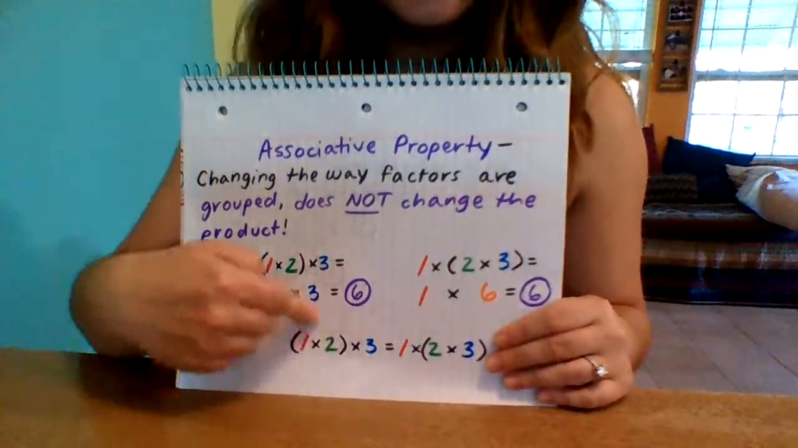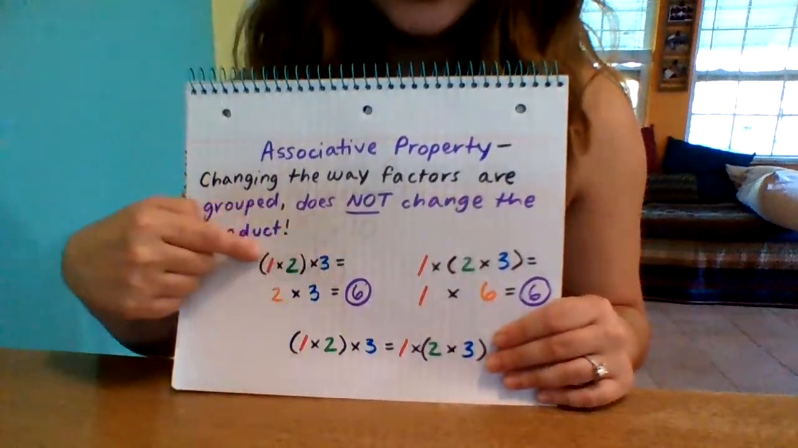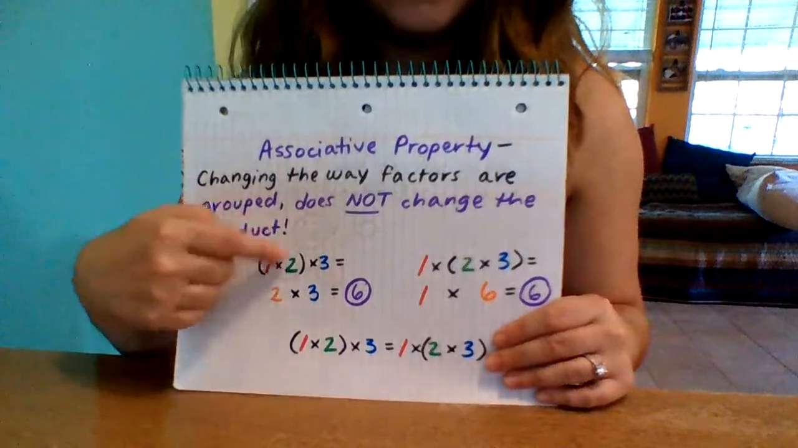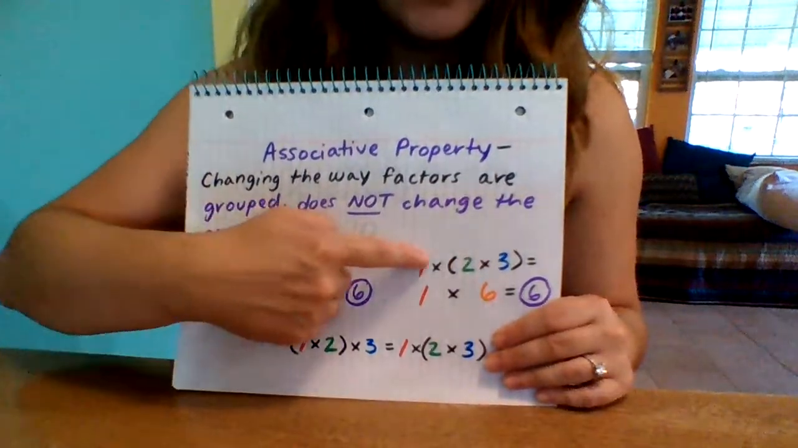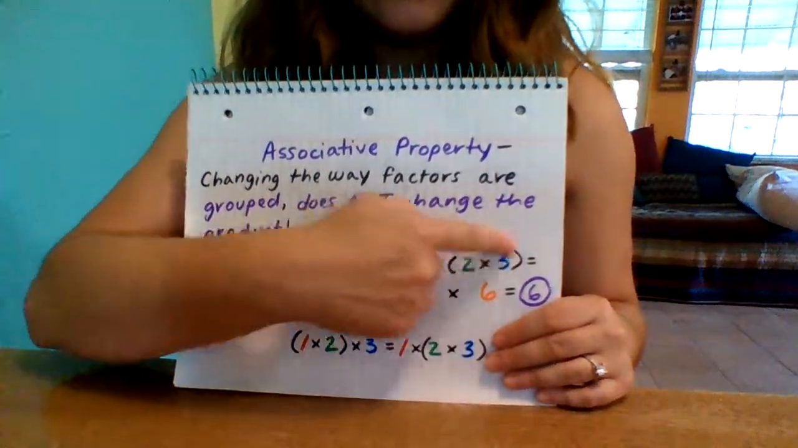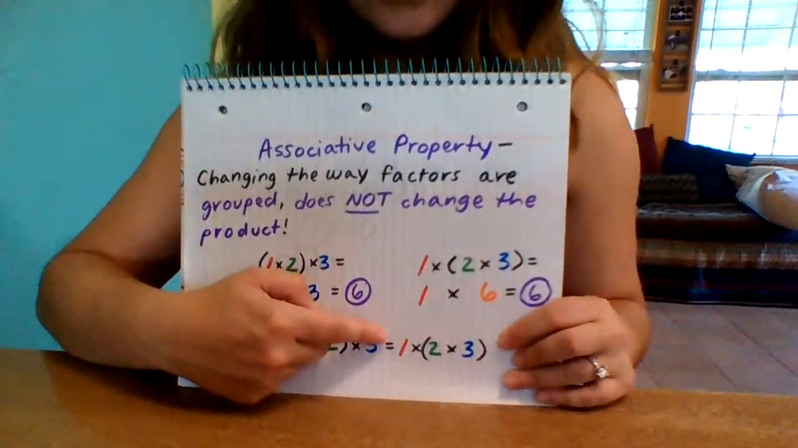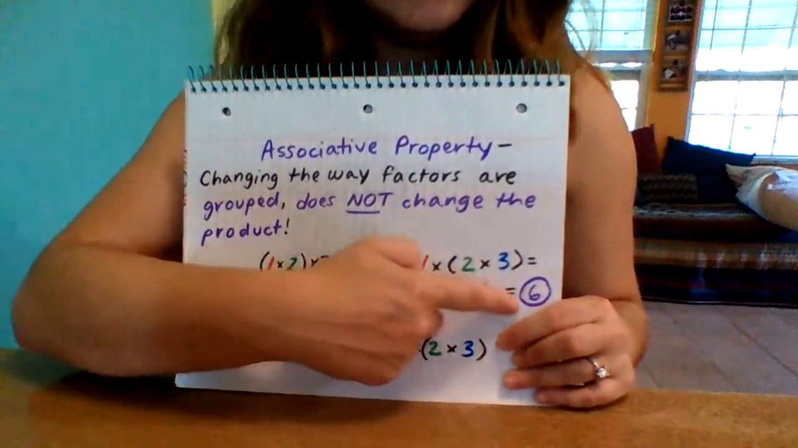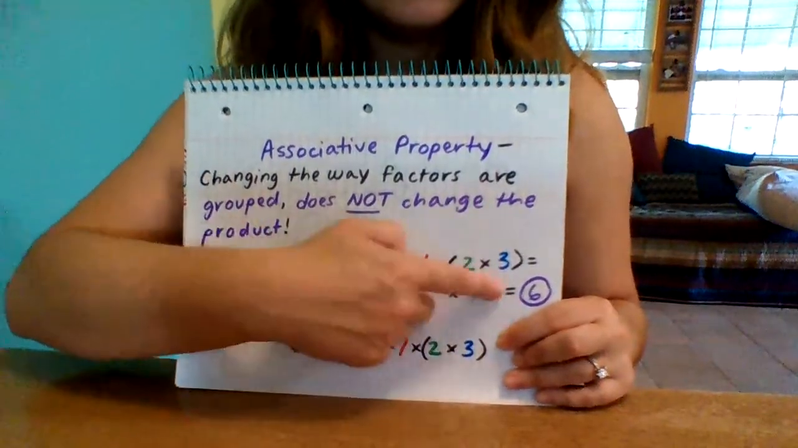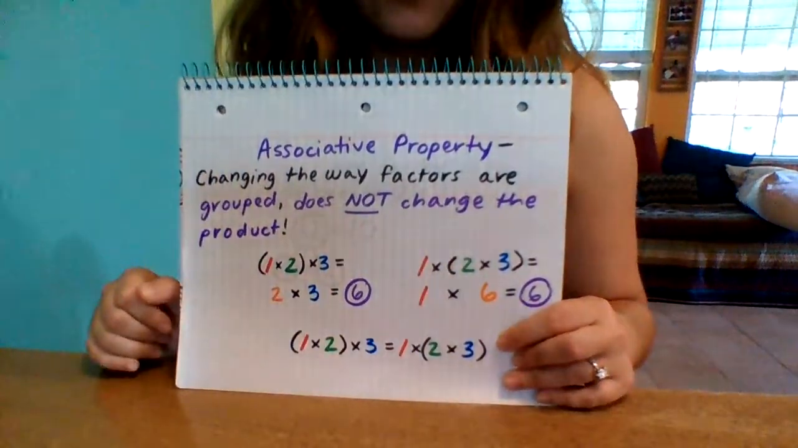And here it just shows you that this top equation, 1 times 2 times 3, grouped this way, and this top equation, 1 times 2 times 3, grouped this way, they are equal to each other, right? They're equal to each other because they both produce the same product, 6 and 6, no matter what, okay?